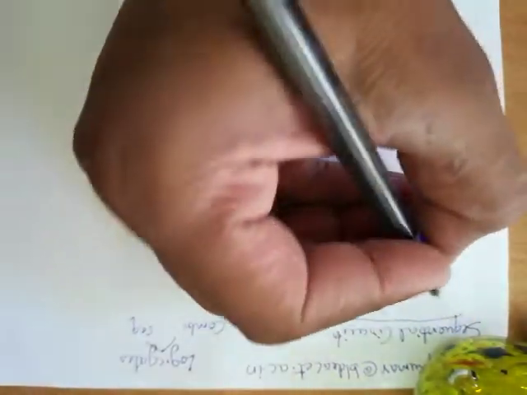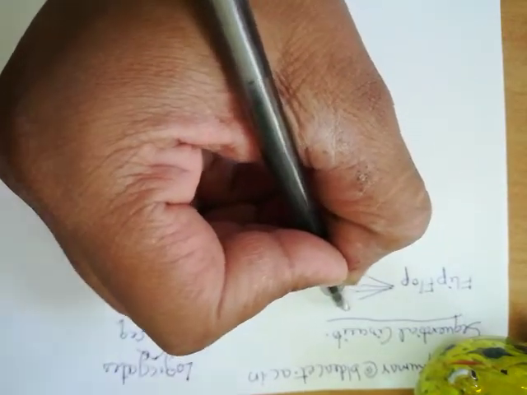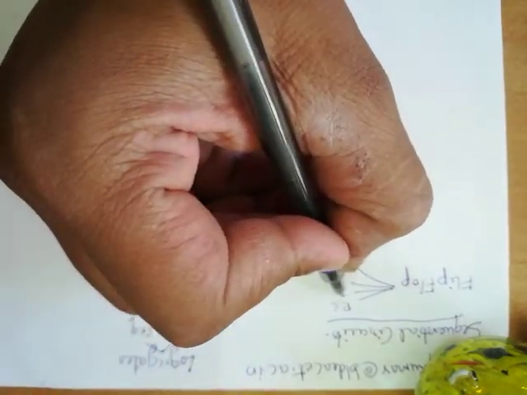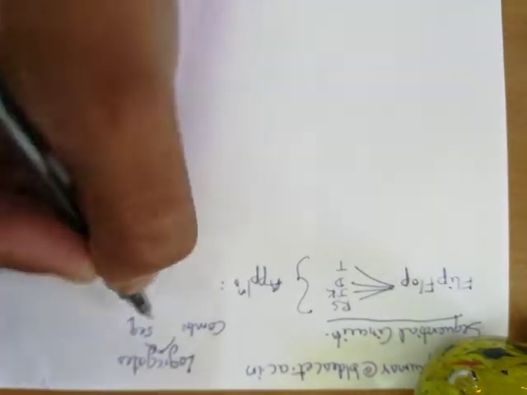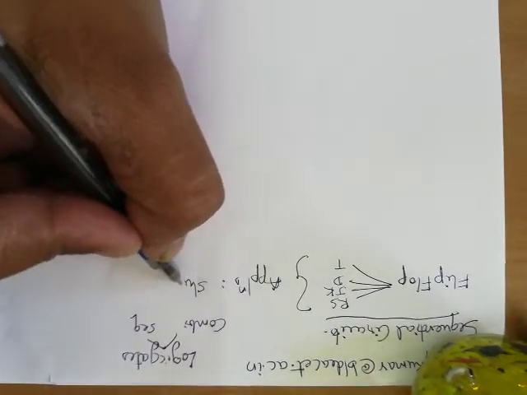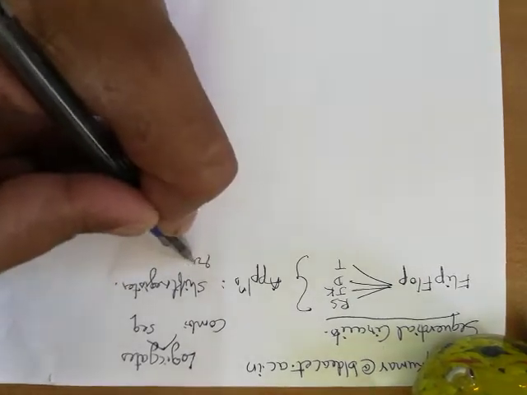The basic sequential circuit is a flip-flop. In this lecture we'll be seeing 4 types of flip-flops and 2 applications. The flip-flops being RS, JK, D, T. Using these we'll develop 2 applications. One is shift register, another is ripple counter.